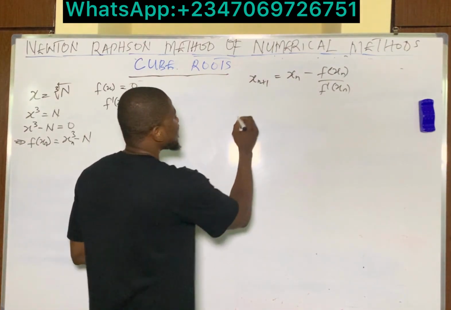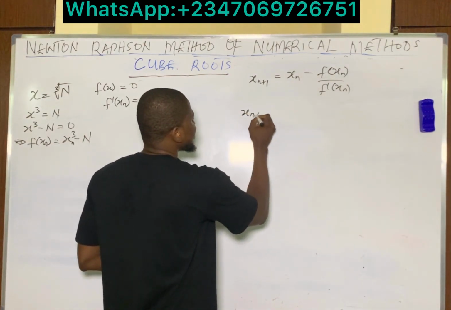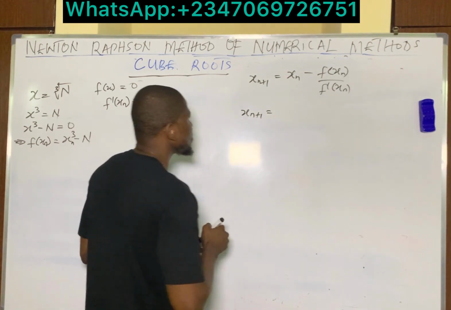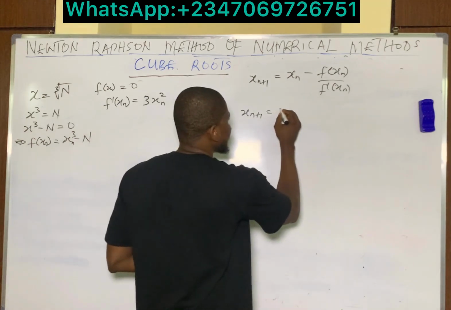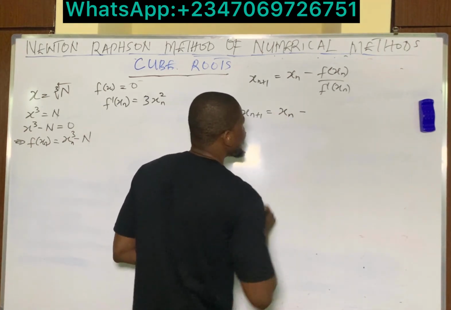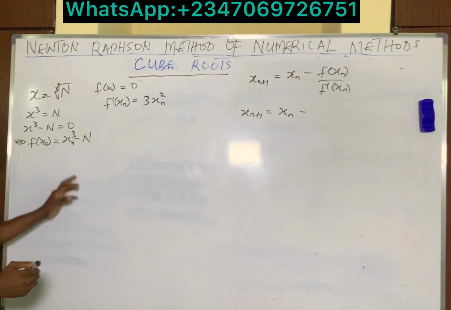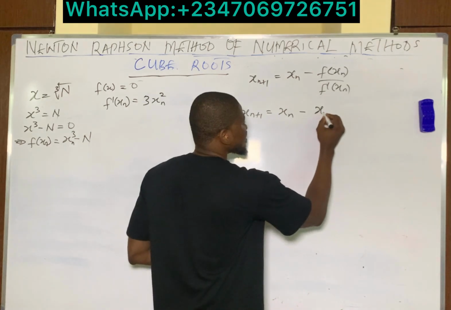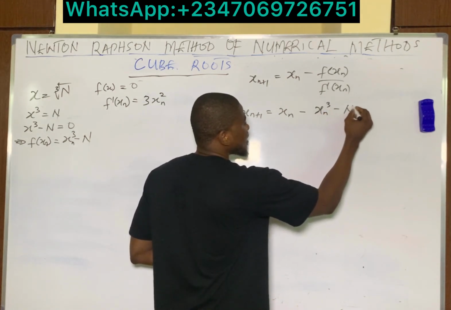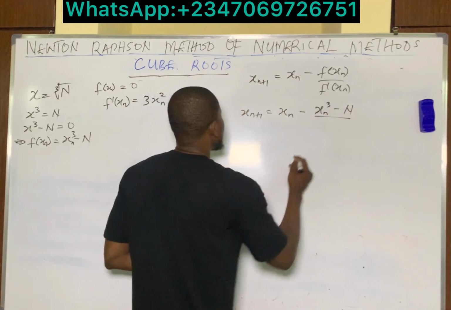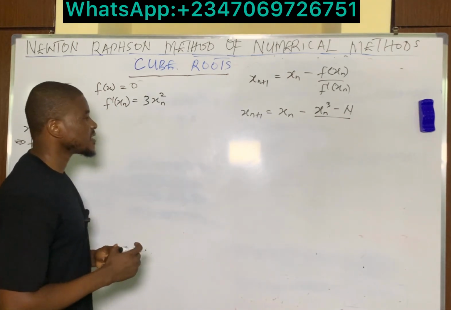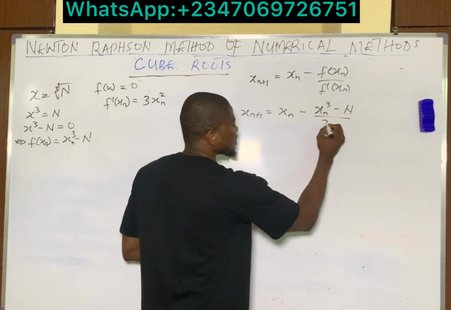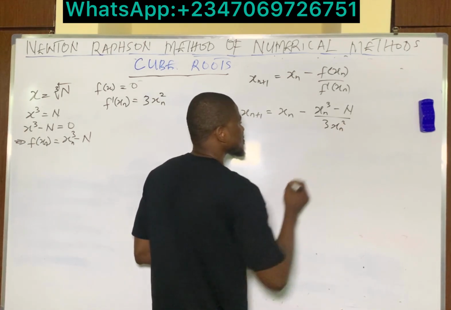We are going to have that xn plus 1 is going to be equal to, remember, we have xn minus f of xn. f of xn simply is xn cubed minus n. So we have xn cubed minus n divided by f prime of xn. That gives us 3xn squared. So you have 3xn squared.